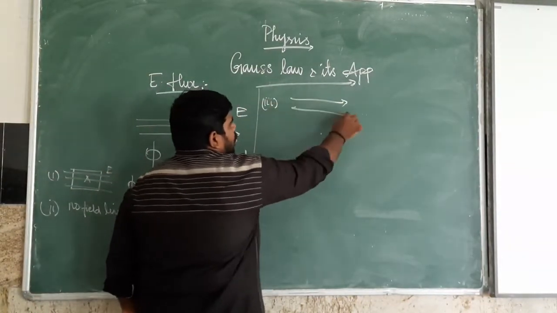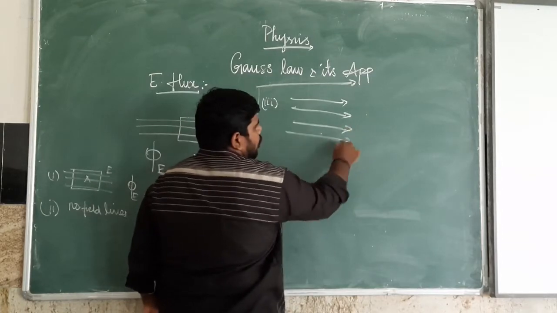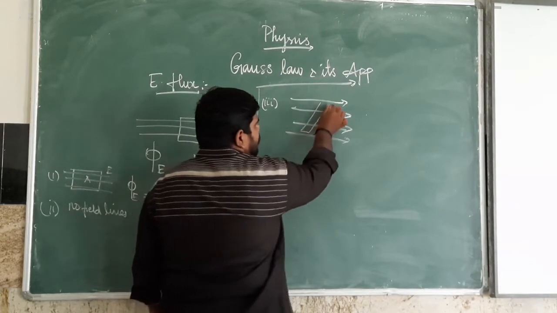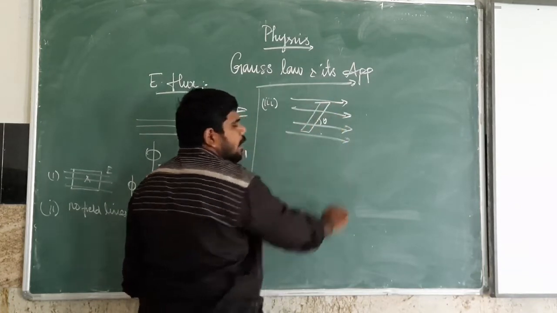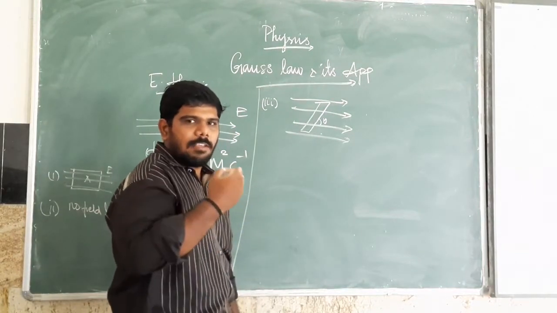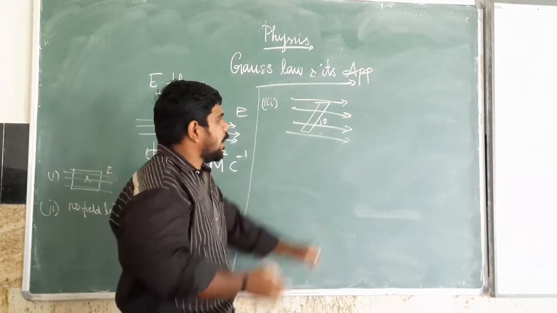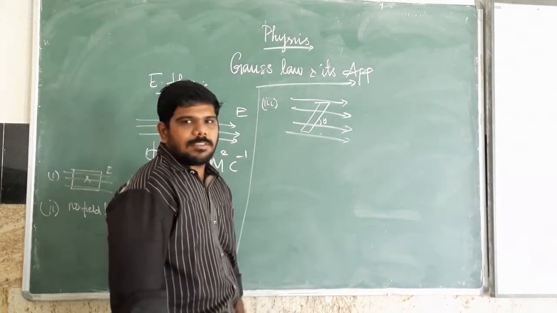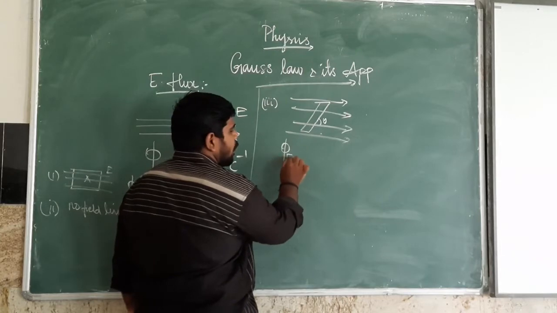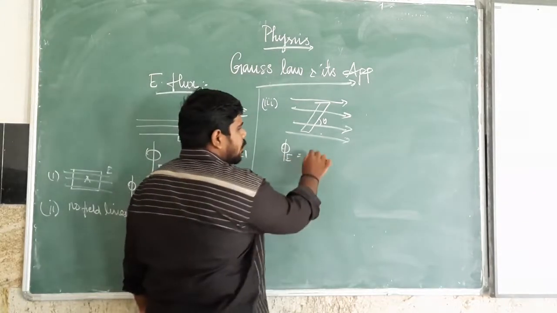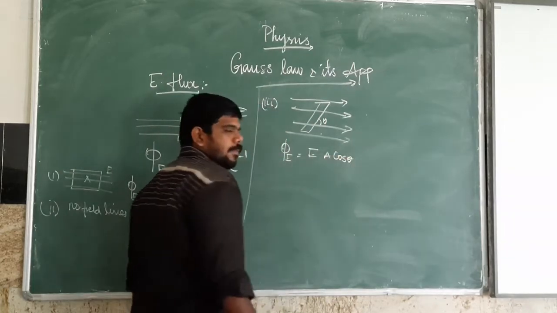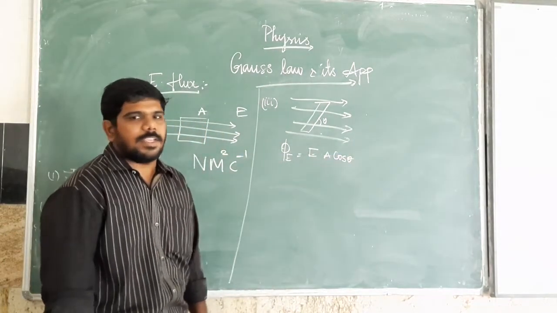we take a uniform electric field. If the surface is placed in a uniform electric field at an angle theta, what is that? If a surface is placed in a uniform electric field at a particular angle, then the total electric flux phi of E is equal to E into A cos theta.